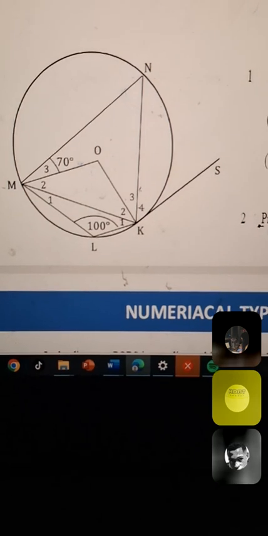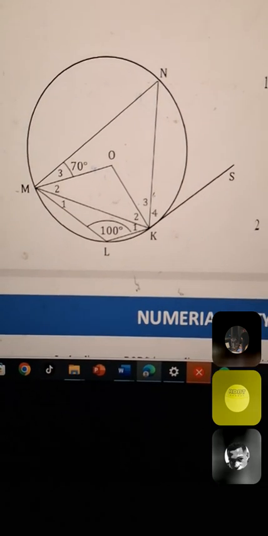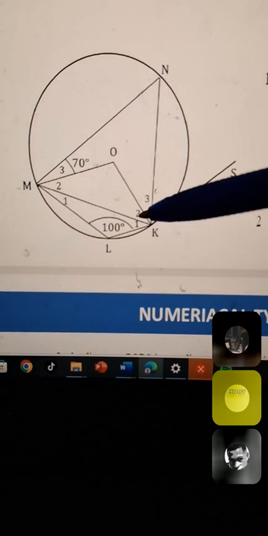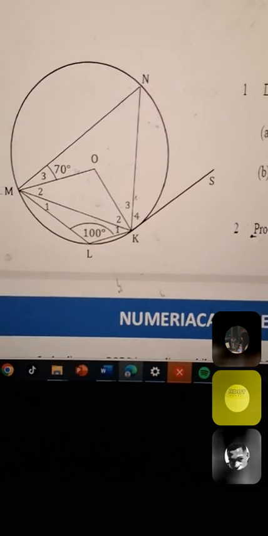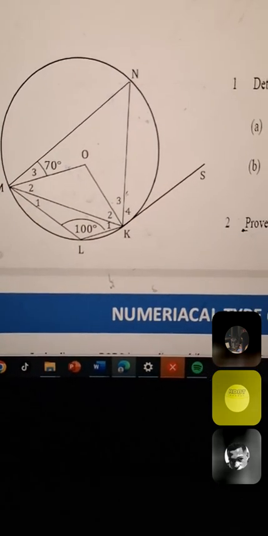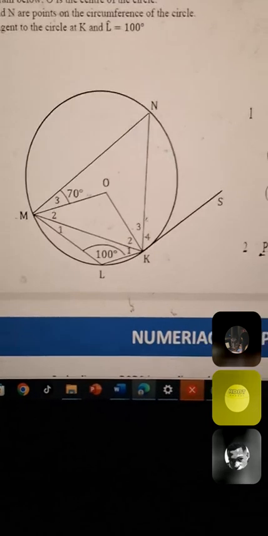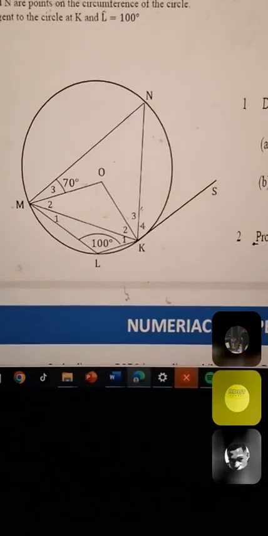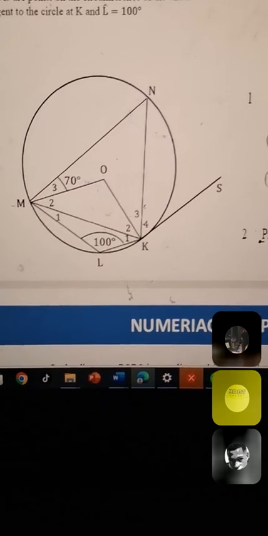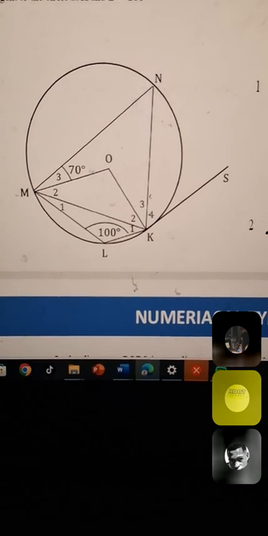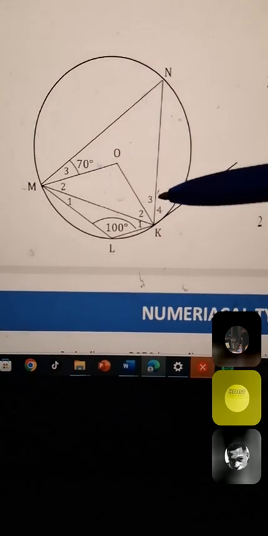Okay, I can find M2. Sure. M2 is equal to K2, angles opposite equal sides, since OM and OK are radii. Nice, I love that. So M2 will be 10 degrees and K2 will be 10 degrees. That's very true, 100% correct. Then K4 will be equal to M3 plus M2.